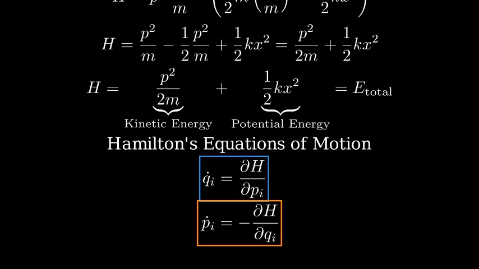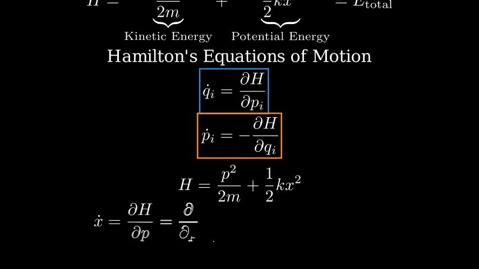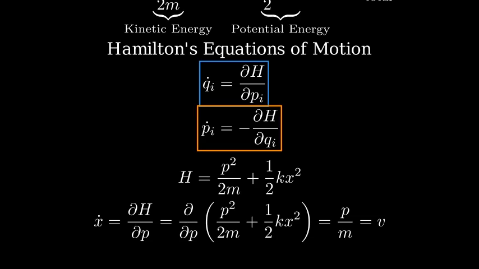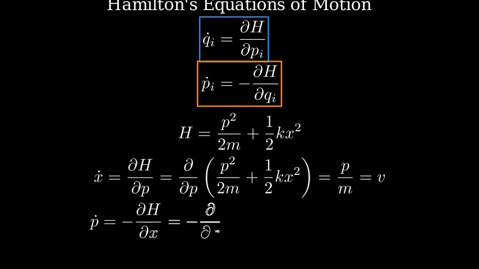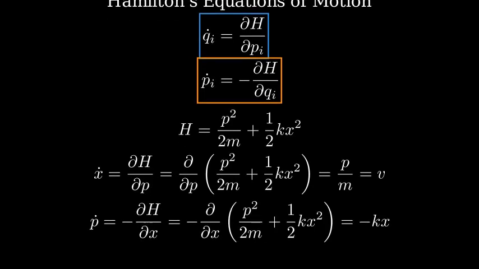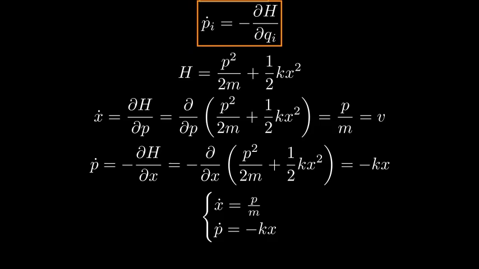Let's apply these equations to our harmonic oscillator example. For the first equation, we take the partial derivative of the Hamiltonian with respect to momentum, which gives us p over m, or the velocity v. For the second equation, we take the negative partial derivative of the Hamiltonian with respect to position, which gives us negative kx, or the force. So we get the differential equations dx/dt equals p over m, and dp/dt equals negative kx.